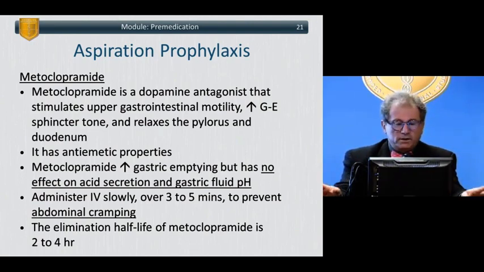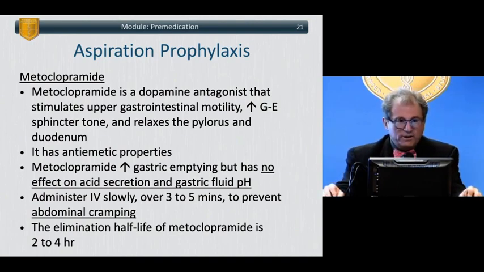Metoclopramide is a completely distinct agent, which is a dopamine antagonist that stimulates upper gastrointestinal motility. It increases the gastroesophageal sphincter tone and relaxes the pylorus to empty the stomach. It has antiemetic properties. While affecting GI motility and gastric emptying time favorably, it has no effect on the acidity of the gastric fluid in the stomach, nor any effect on the gastric acid secretion.